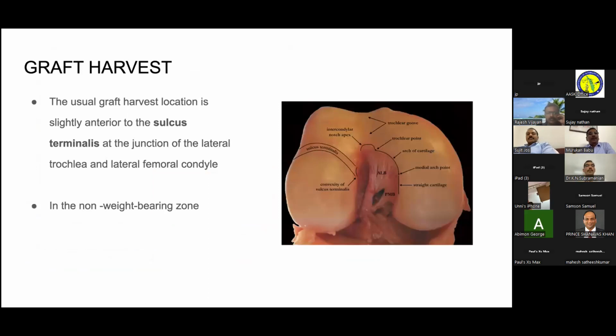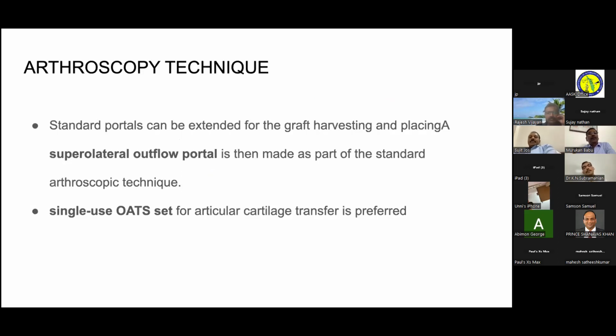The graft harvest is usually from just anterior to the sulcus terminalis, the articular area of the patellofemoral joint and the tibiofemoral joint. So anterior to the sulcus terminalis is the area where you should look for the donor site, and this can be done with arthroscopic techniques. You can use the standard portals, and you can extend these portals to reach the donor site and also the recipient area. And OATS sets can be used to take out the graft.